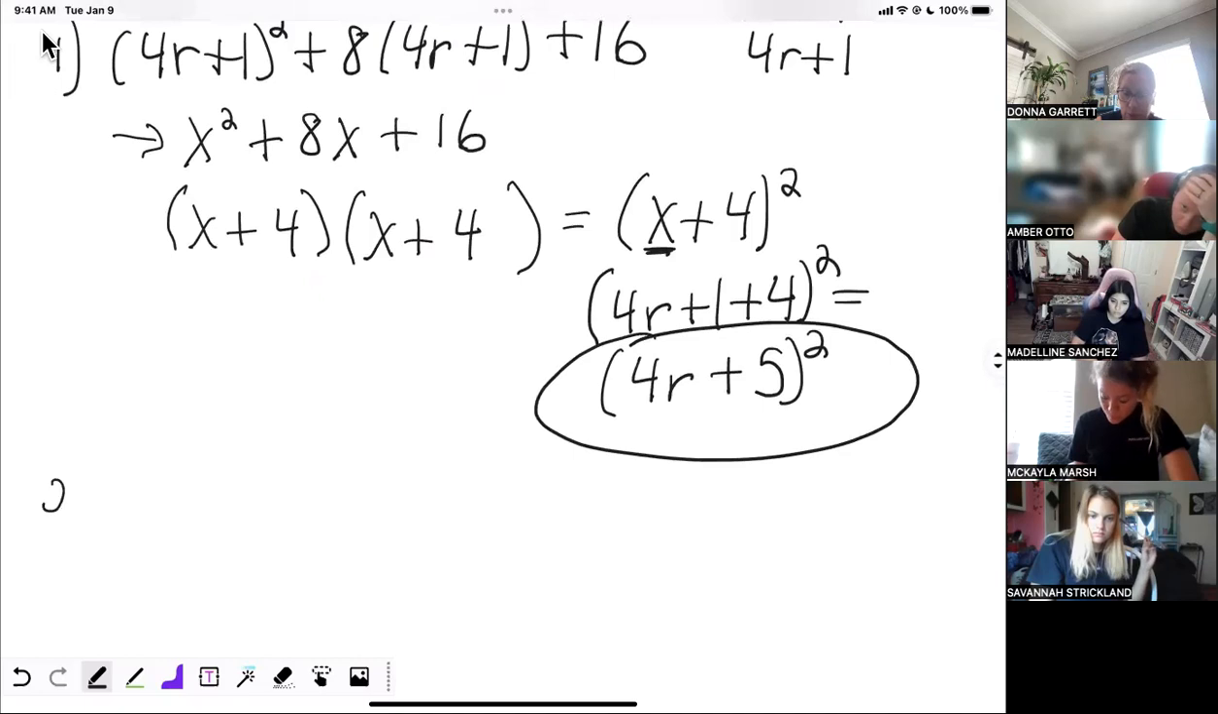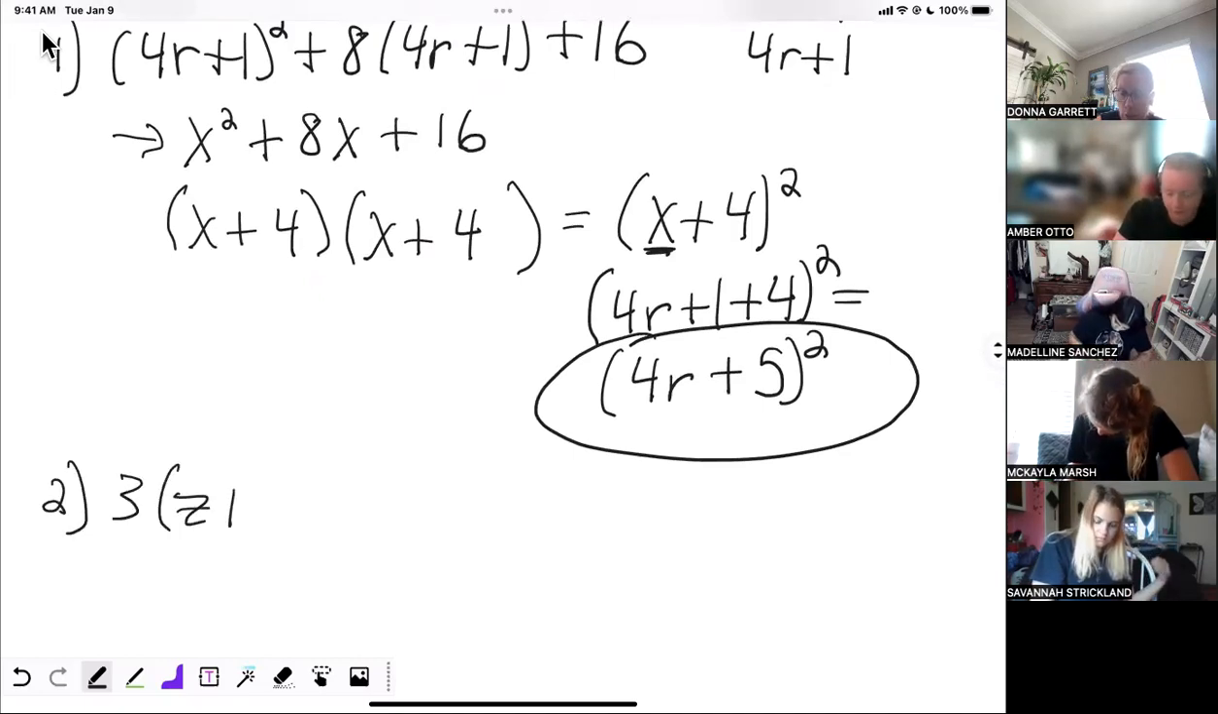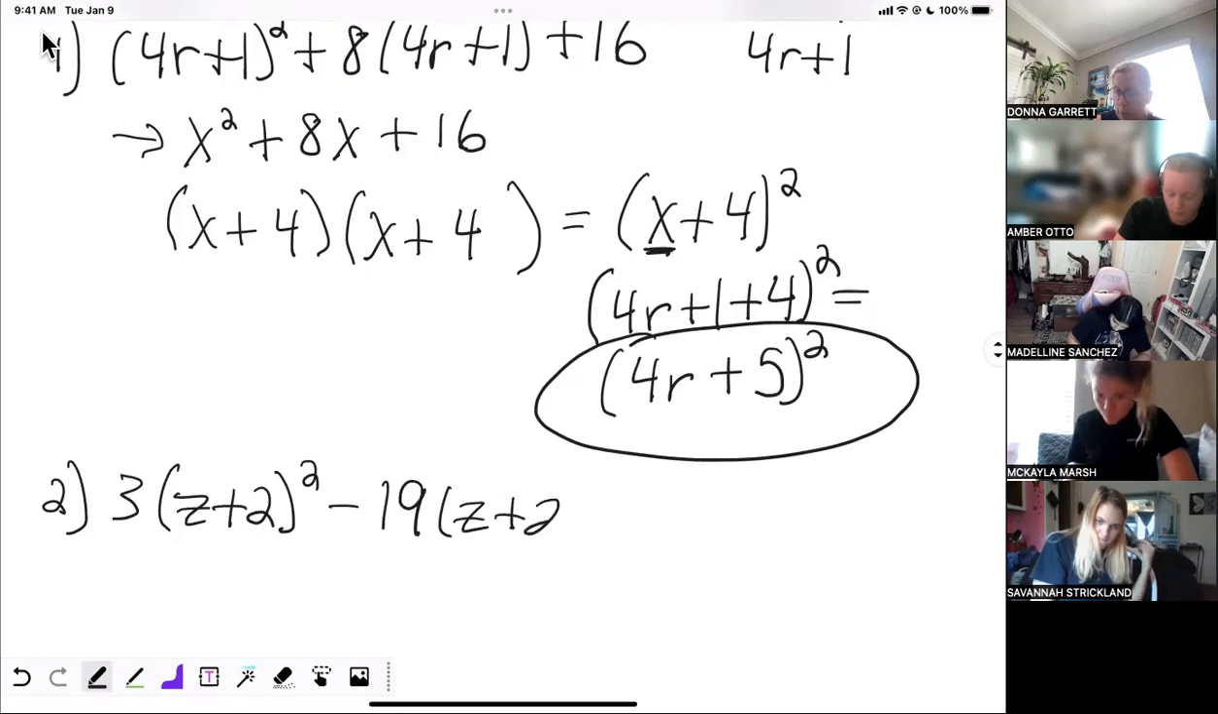All right, so let's look at the second one. These do not come up that much. Honestly, they don't. But they do come up. That's why you have to know how to do them. But they don't come up a lot.